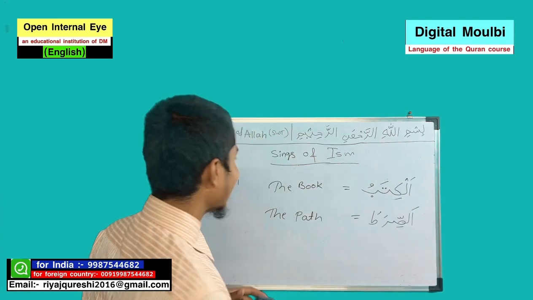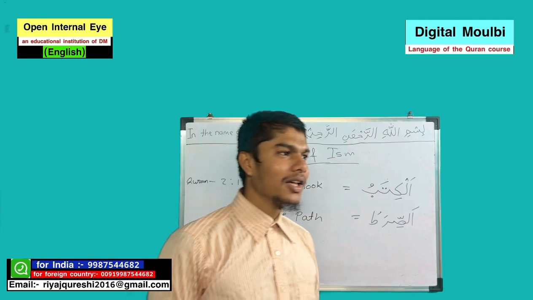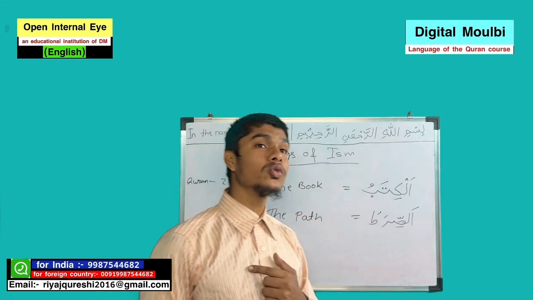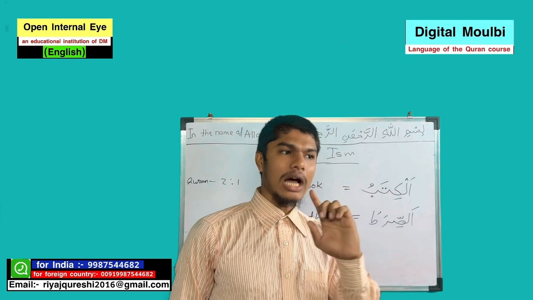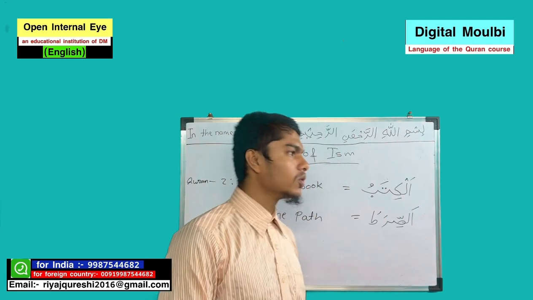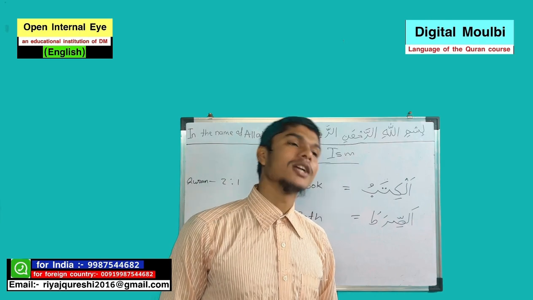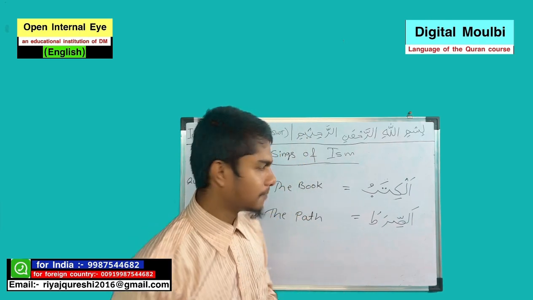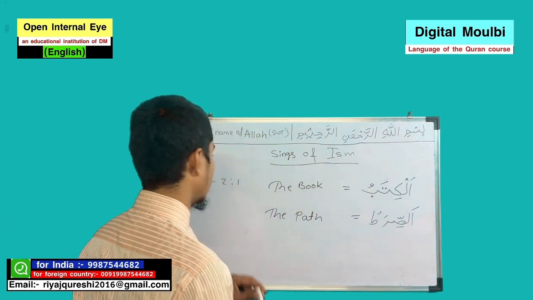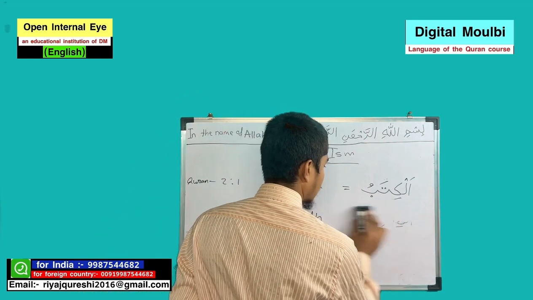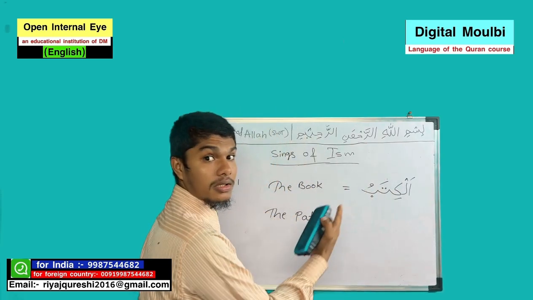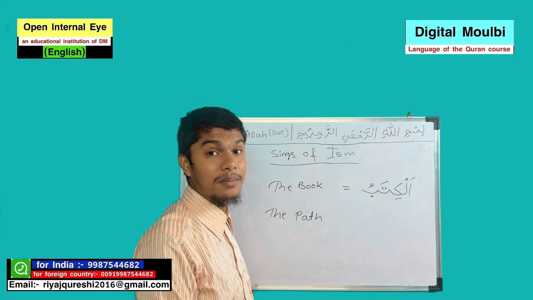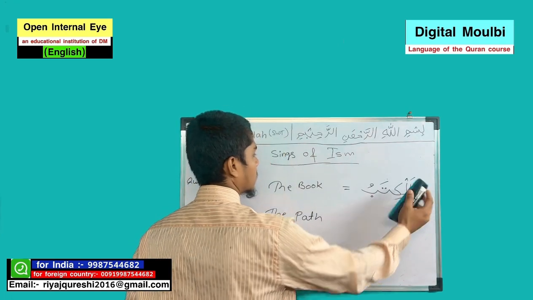There are many words like this that you will find in the Quran when you read, and that means they are ism. We are going to do an exercise in our second next video, which will help you recognize ism in the Quran. So this was the first sign of ism, which is called alif lam, al, that means the.